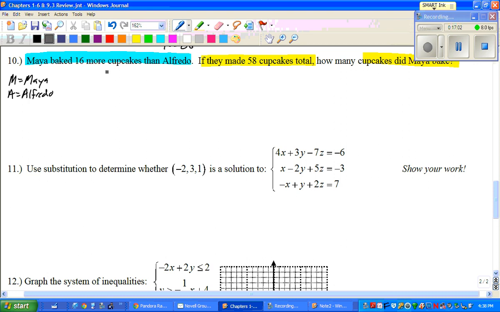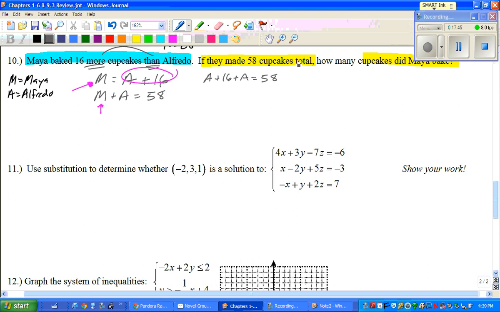So our first one, Maya, she baked 16 more than, which is add, but more than actually tells us we have to switch the order of those two. And now they said they both made 58, which means if you add the two of theirs together, they made 58. Okay, now take a look. I have a variable all by itself, and I can plug in, which means we're using substitution. So a plus 16 plus a equals 58.